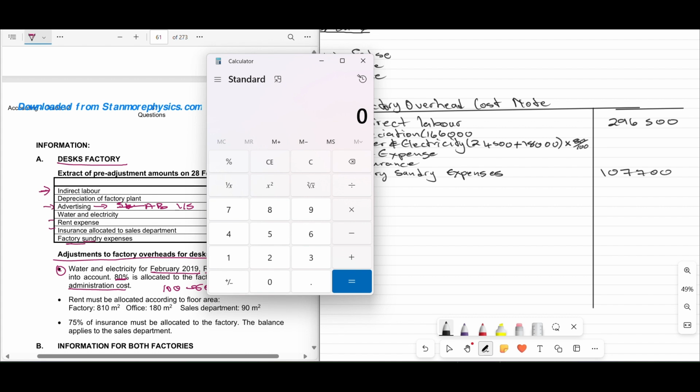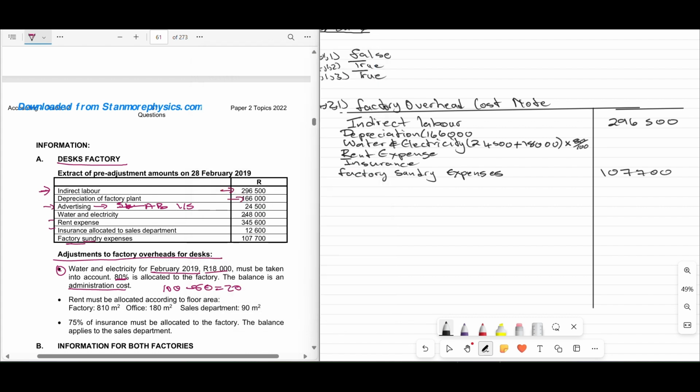Wait, I think I made a mistake there with water and electricity. The amount there, you'll forgive me, is 248,000. How many zeros?